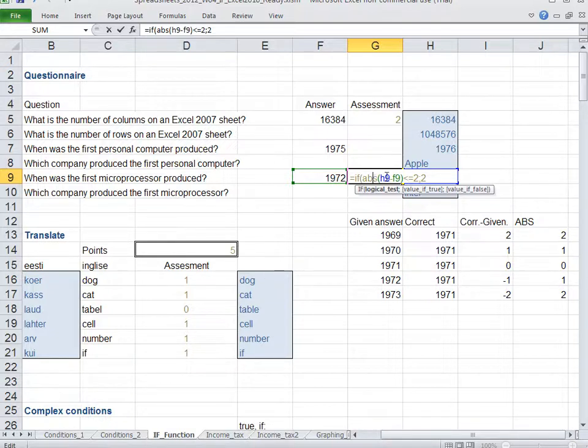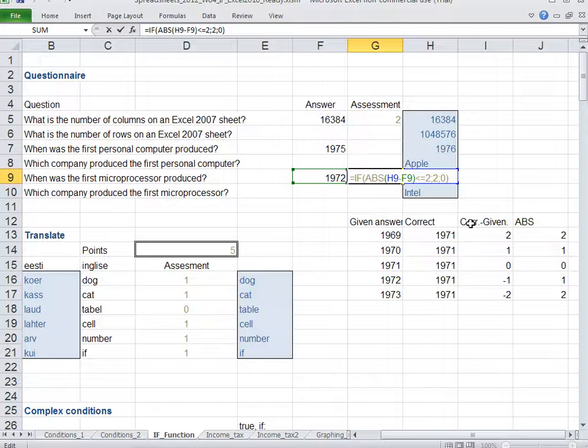And if the difference to either side is less than or equal to 2, we give 2 points. Otherwise, the mistake is bigger, and we give 0 points. Okay.